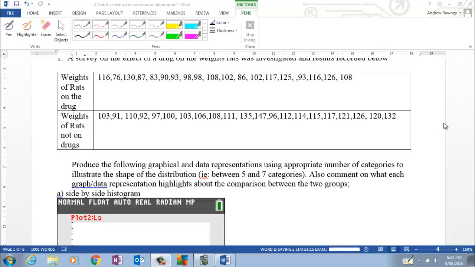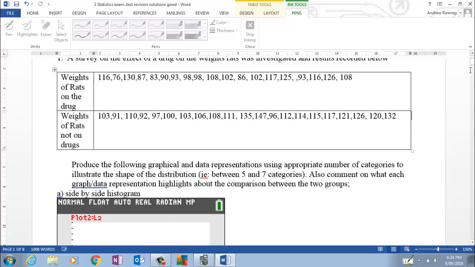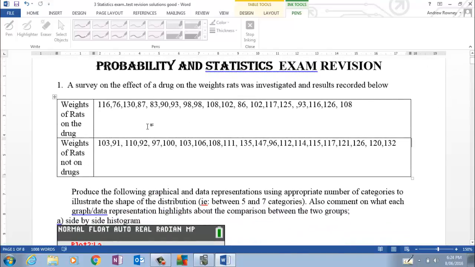Okay, now we're going to do test revision on statistics. The first question is on the effect of a drug on the weights of rats. The first group is the rats taking the drug for weight reduction, and the second group, they're not on any drugs, so they're called the control group.